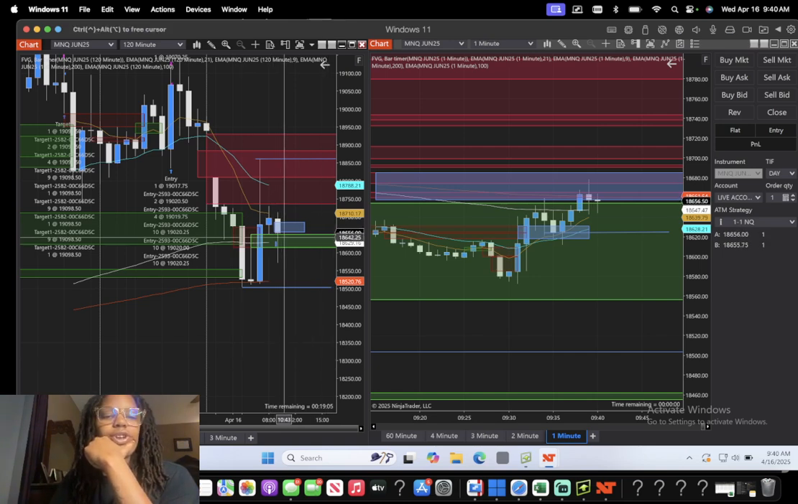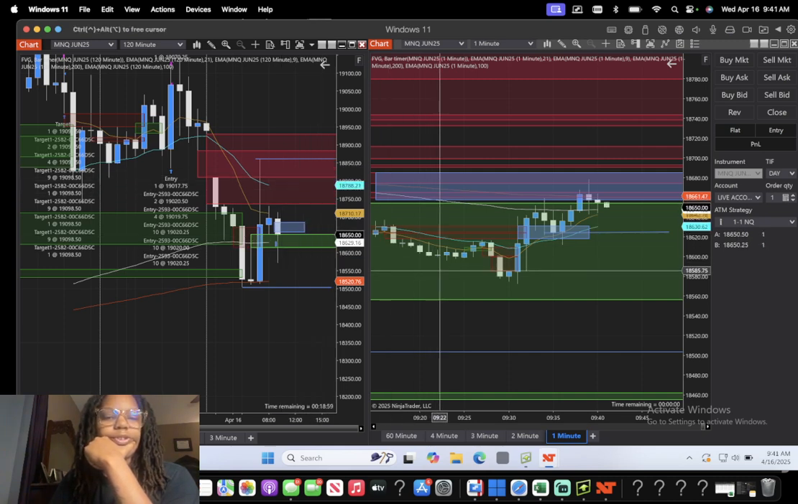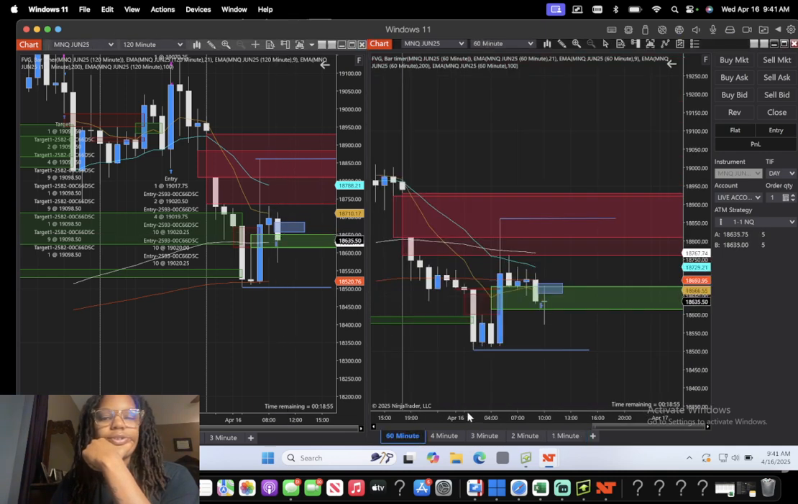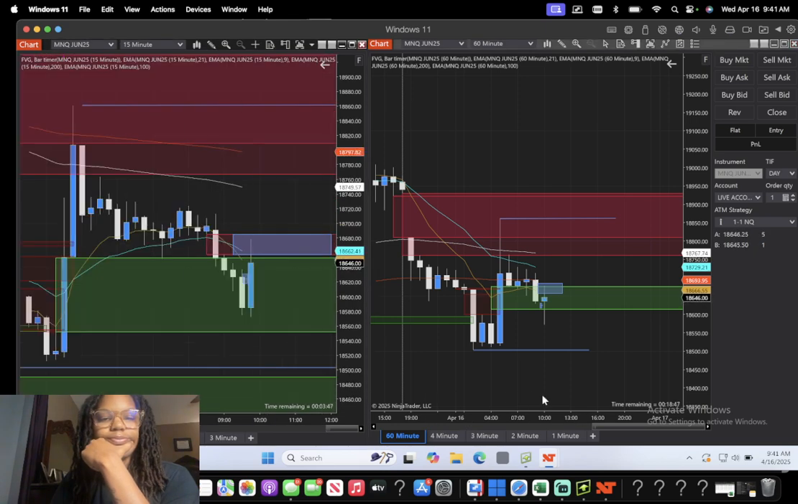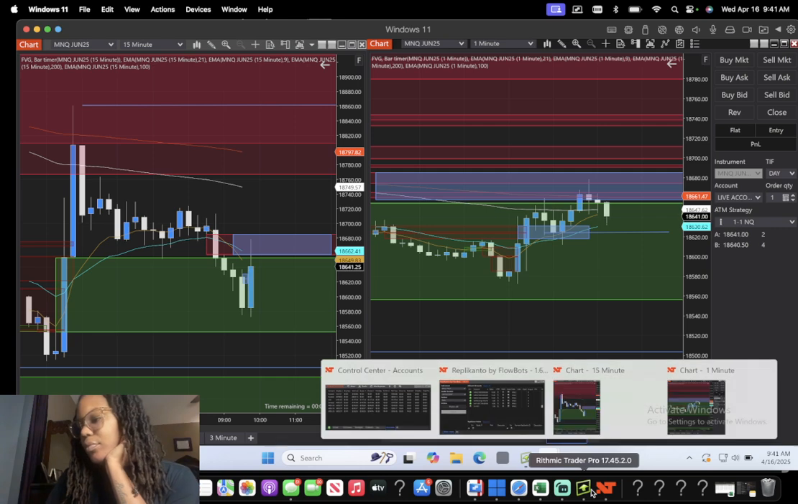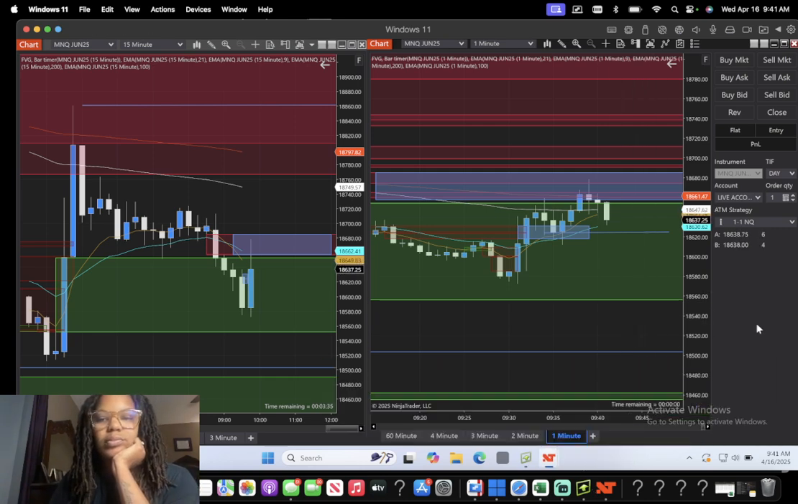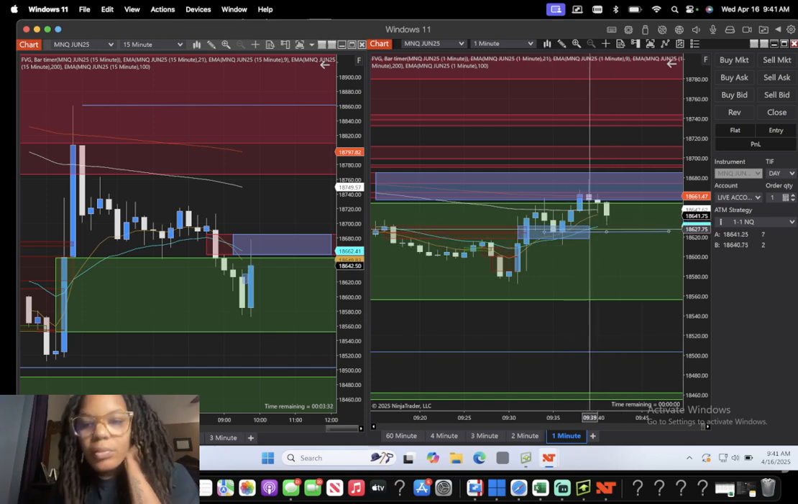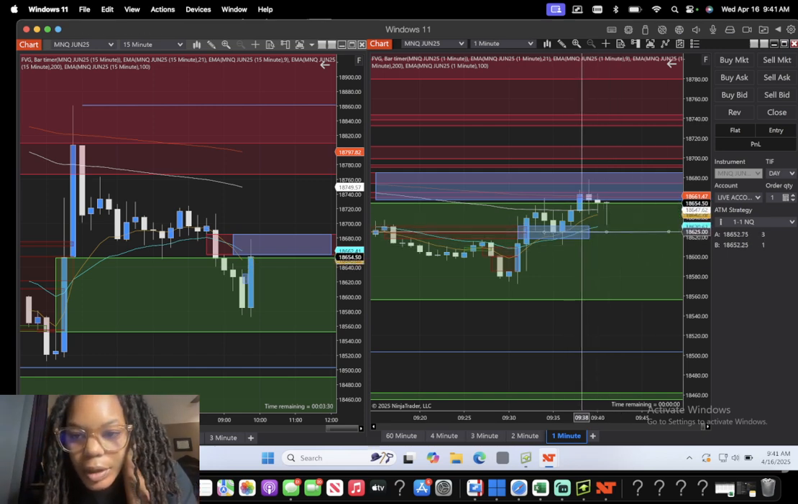On the 2-hour, it is looking like we are coming up to go higher. It is. The 2-hour is looking like, yeah, we want to go higher. But the 60-minute, it's not one to do at all.